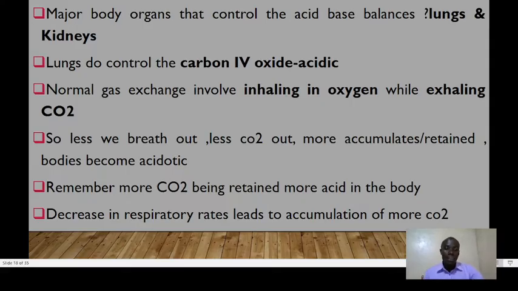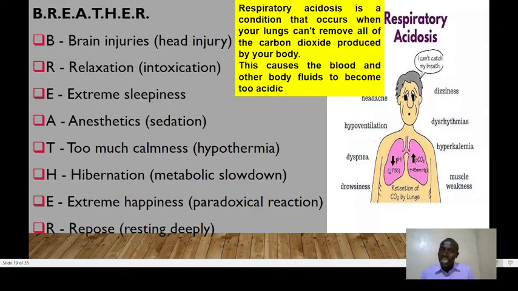So this will form or create acidosis. Remember, conditions that can cause decreased or increased retaining of carbon dioxide is when you decrease your respiratory rate. When you start breathing slowly at a lower rate, it means you are not going to blow out enough carbon dioxide. So much of the carbon dioxide is going to remain in the body. So you'll be having a condition that we're referring as acidosis.